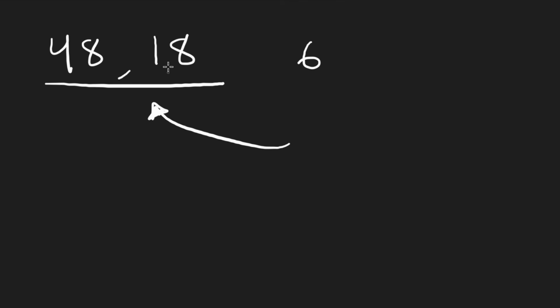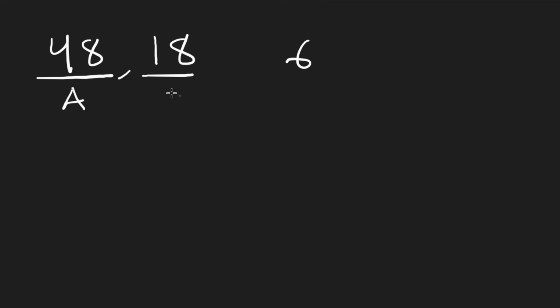Suppose we have two numbers, 48 and 18. Their greatest common divisor, I'll just tell you, is 6. But how do you compute it? And how do you do it efficiently? Well, I'll call this A and I'll call this B. This is the bigger number and this is the smaller number. But ultimately, this is what we're trying to do.